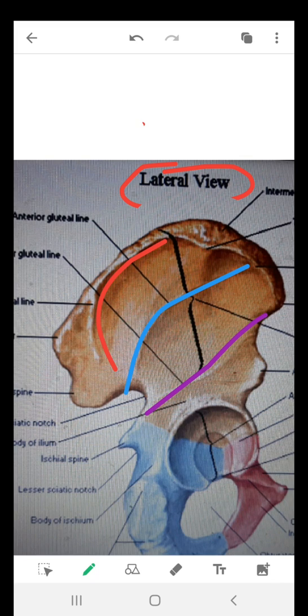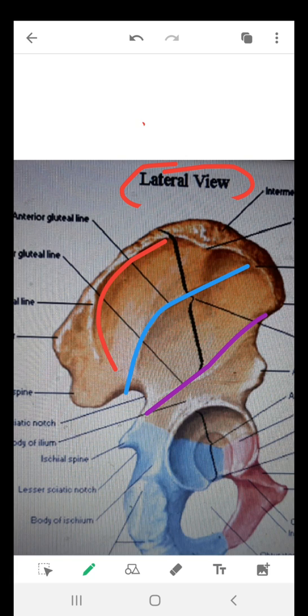These gluteal lines are responsible for providing attachment for three important gluteal muscles: the gluteus maximus, the gluteus medius, and the gluteus minimus, not in the same order. Another assignment: you need to find out which muscle is attached to which of these lines. The gluteus maximus, where is it attached? The gluteus medius, where is it attached? The gluteus minimus, where is it attached? So we've done justice to this part of the ilium.